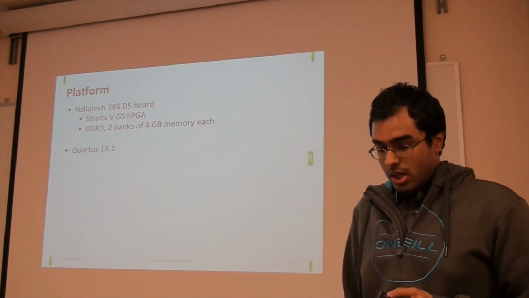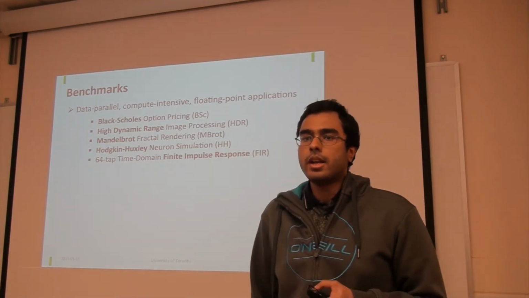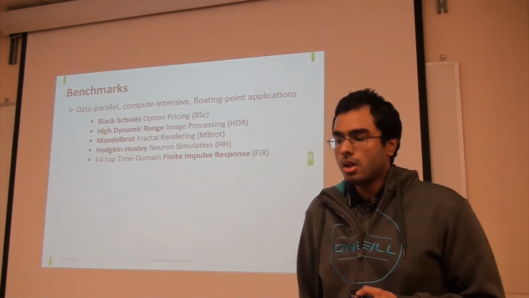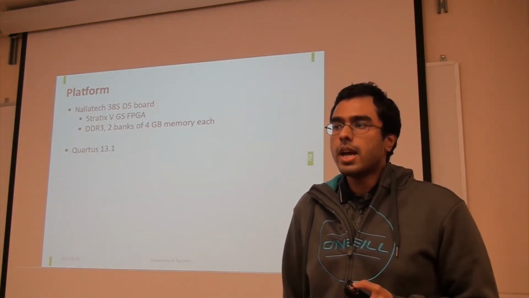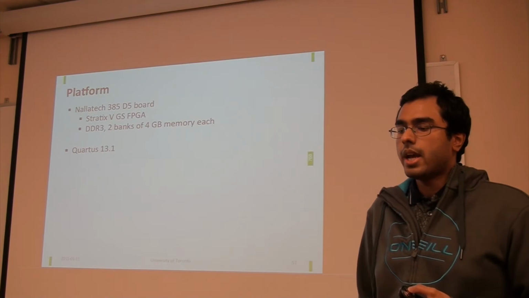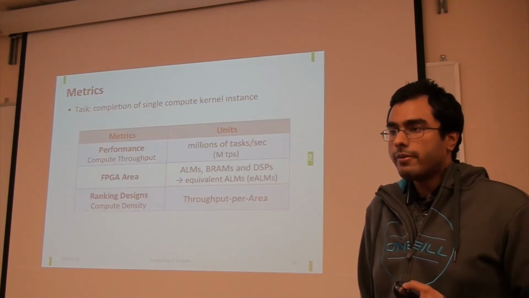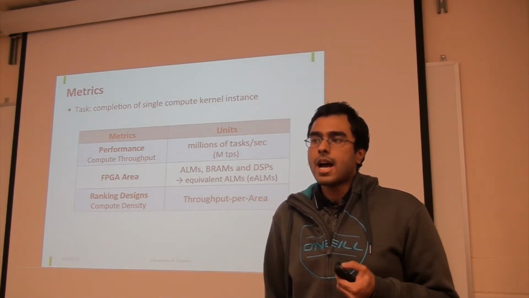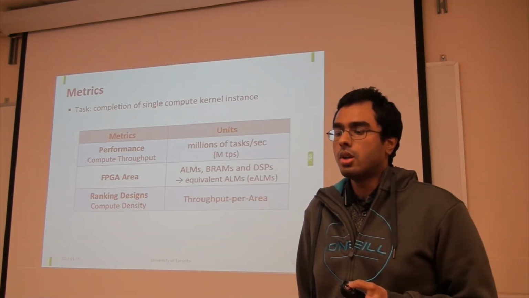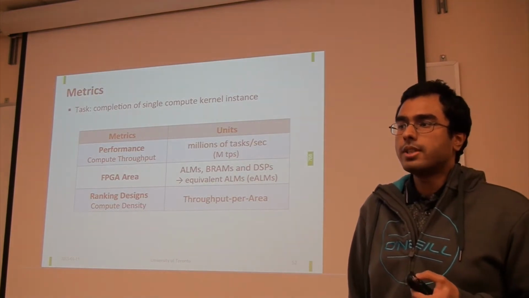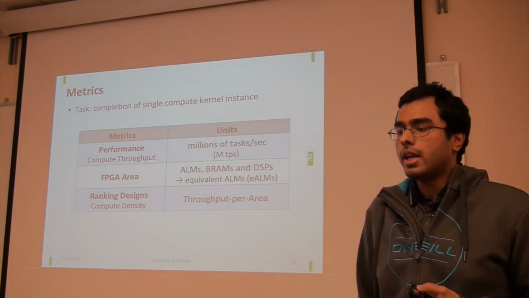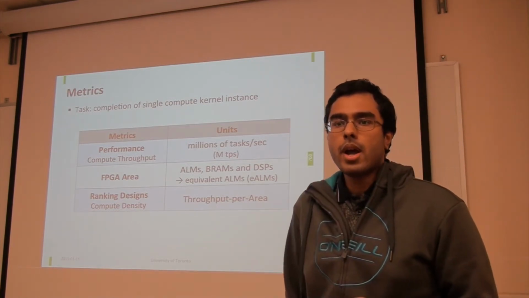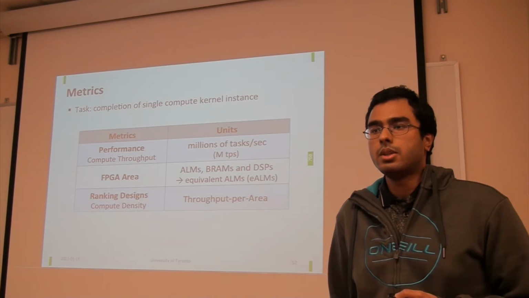Examples include image processing with HDR and mathematical applications such as the Mandelbrot and the 64-Tap FIR filter. For our evaluation platform, we used an Altera DE5 board containing a Stratix V FPGA and DDR3 memory. For evaluation metrics, we measure compute throughput in millions of tasks completed per second, where a task is a single instance of a compute kernel. We measure FPGA area as the amount of silicon area consumed by our designs in units of equivalent ALMs, where other resources on the device, such as block RAMs or DSPs, are also converted into that unit.